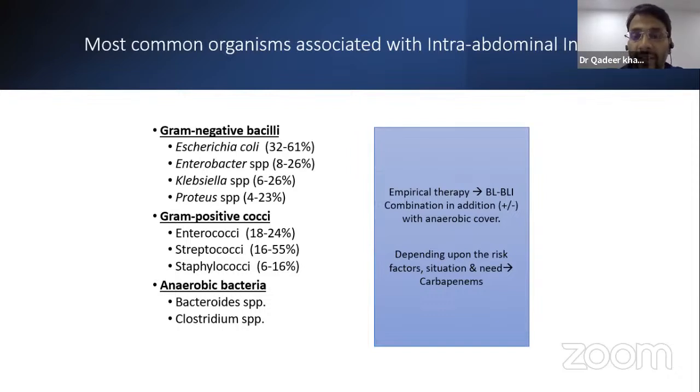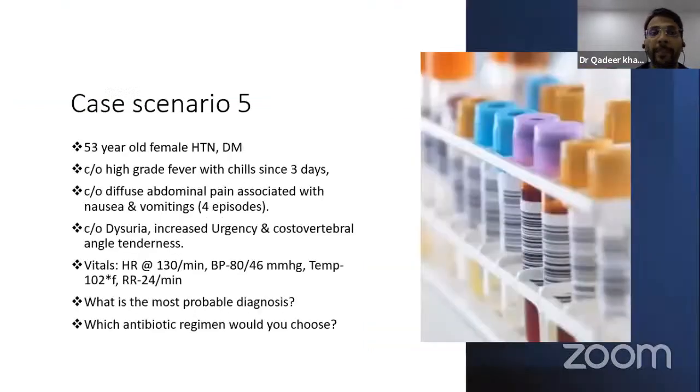Empirical therapy: if the patient is not critically ill, you can start a BL combination, beta-lactam along with metronidazole. If the patient is critically ill, they may require a BL-BLA combination along with anaerobic cover. If the patient is severely ill and in shock, we should go ahead with carbapenems. Depending on the risk, as I said, we should go ahead with carbapenems.